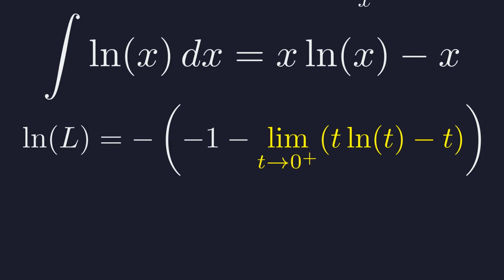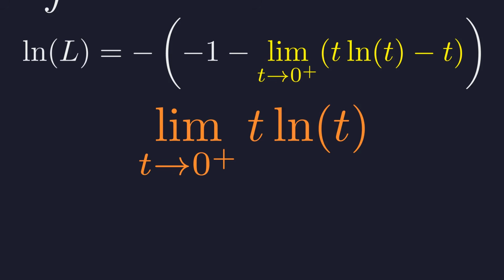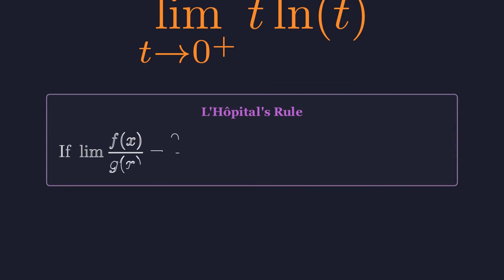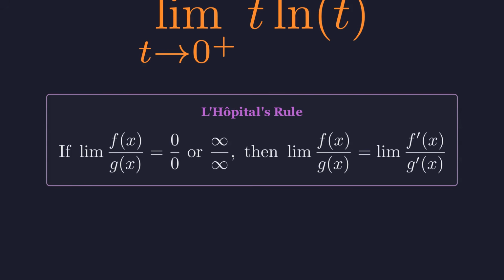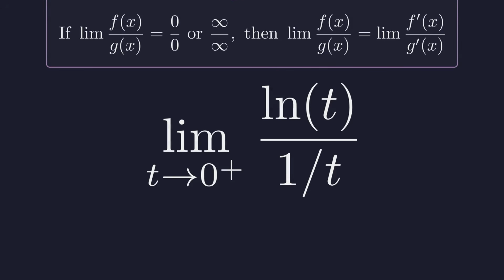We rewrite it as a fraction and use L'Hopital's rule. L'Hopital's rule says that for certain indeterminate forms, we can differentiate top and bottom and then take the limit. Rewrite it as natural log of t divided by 1 over t. Differentiate the numerator and the denominator. Derivative of natural log is 1 over t. Derivative of 1 over t is negative 1 over t squared.